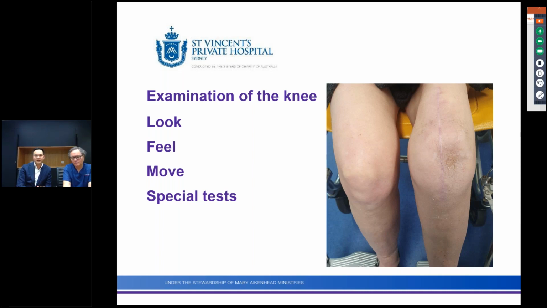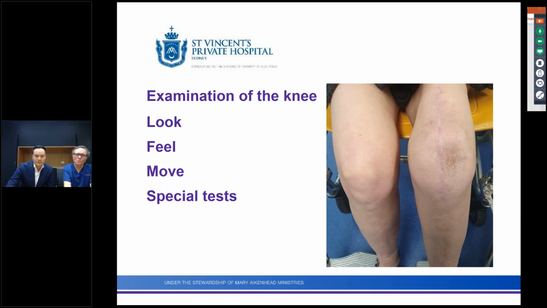And the components of any examination, just to keep it simple for us orthopedic surgeons to remember, is look, feel, move, and special test. And I've just put a clinical picture up here of a patient with both knees exposed, just to show how useful it is to have the contralateral limb exposed as well, to be able to compare the 2 sides. So you can see here on the patient's left, the patella is sitting much higher, and that's quite obvious when you compare it to the right knee. And on palpation, you feel a defect inferior to that patella. This patient has a chronic patella tendon rupture.